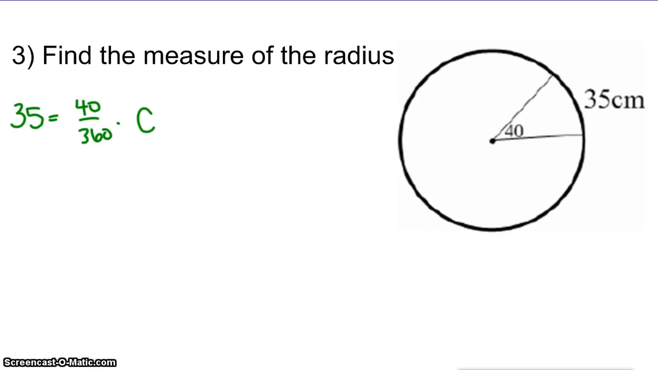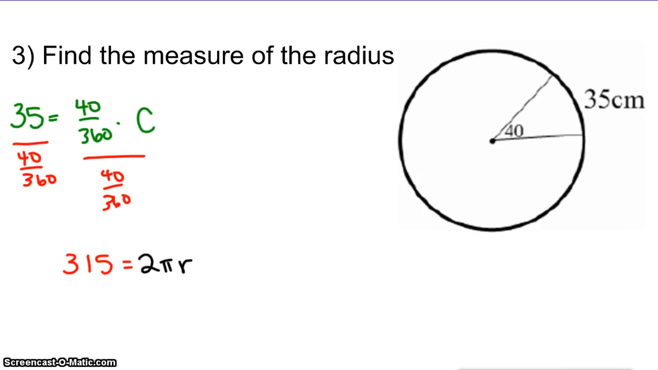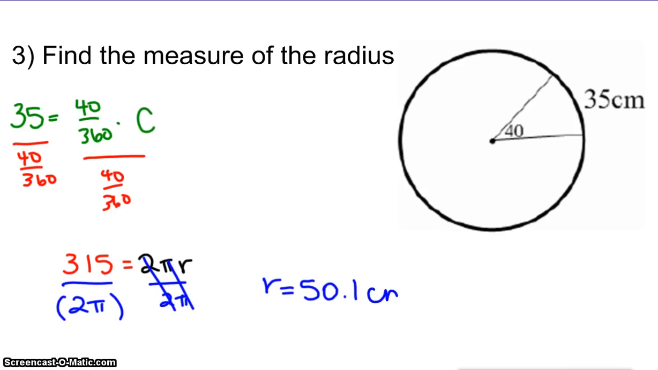Solve for C. Solve for circumference. So I would then divide both sides by 40 over 360. And I get 315 centimeters equals C. Now I know that C is really 2 pi r. So now what I'll do is I'll divide by 2 pi from both sides, and make sure you put the bottom in parentheses so that you get r equals 50.1 centimeters as my units.